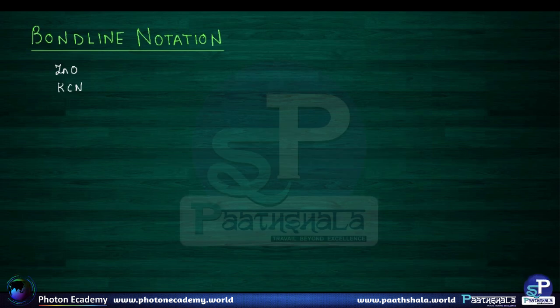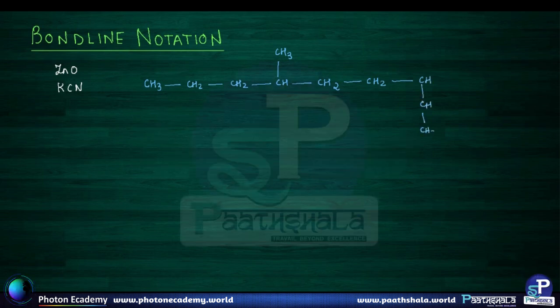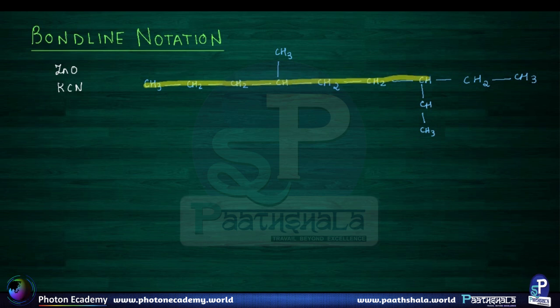So let's check how bondline notation works through an example. Here I am drawing an organic molecule having 9 carbon atoms in the main chain and a few subchains. Always remember, the valency of carbon is 4. So this is my main chain having 9 carbon atoms.